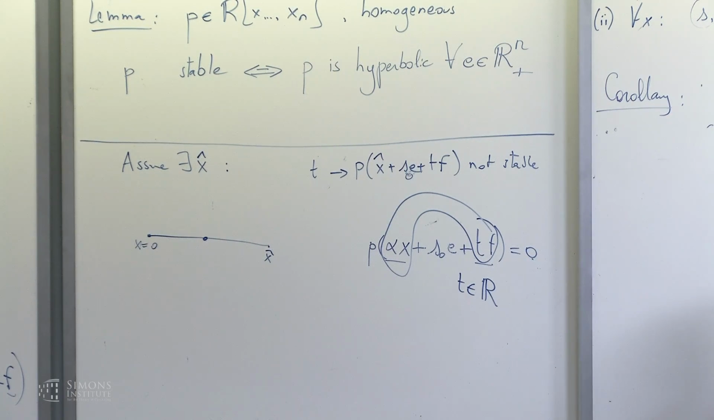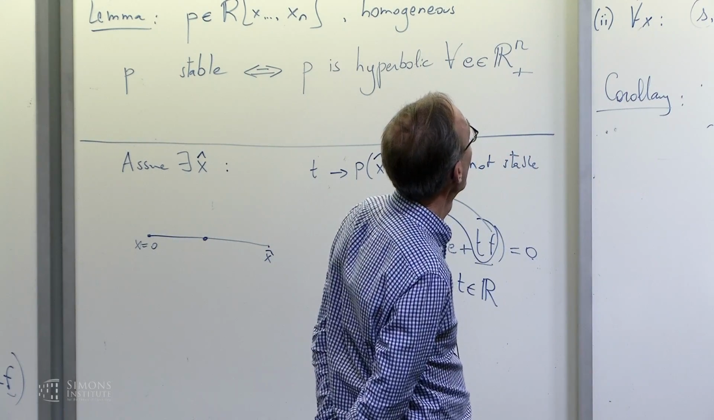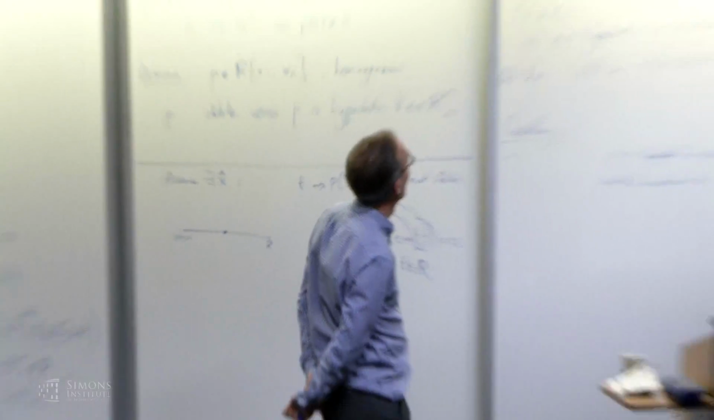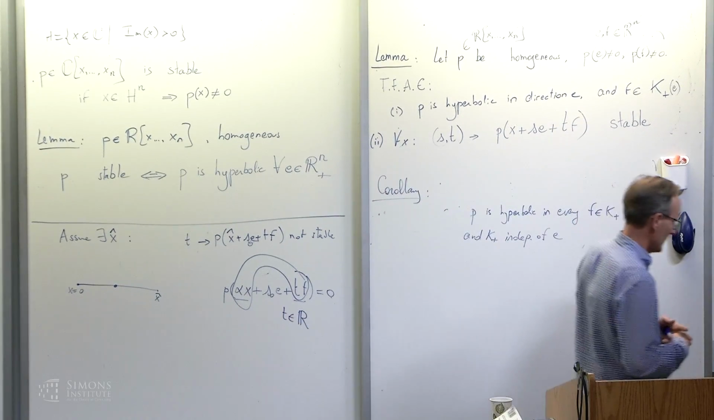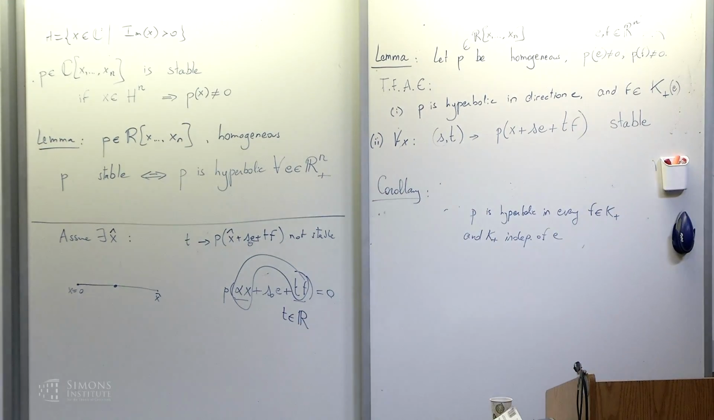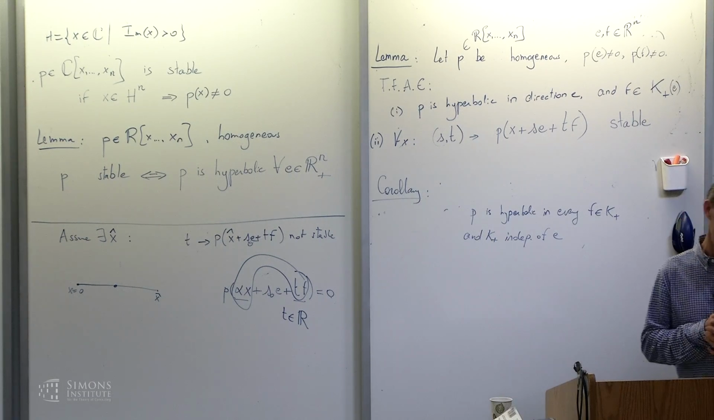Is it also true that if we pick E1, E2, and so on, EK from K plus, then Px plus sum of Si, Ei is stable? I guess so, and yes, he seems to say yes. So yes.